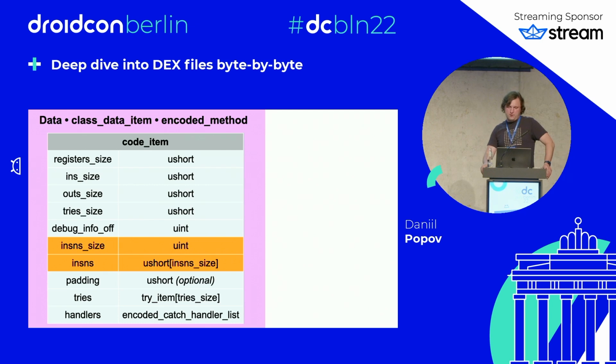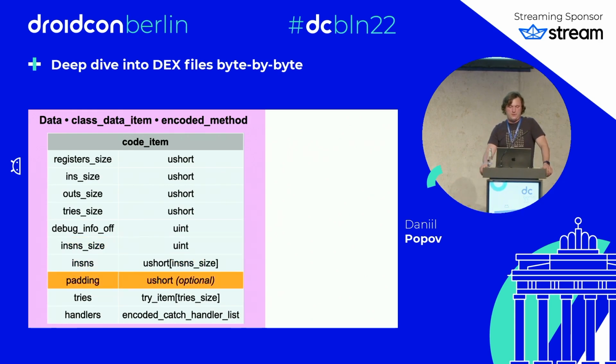Two more fields here: the size of the instruction list in 16-bit code units, and the instructions themselves. This is exactly the place where executable bytecode lives in this file. And at the end of this, we have 2 bytes of optional padding to make the tries section 4-byte aligned.